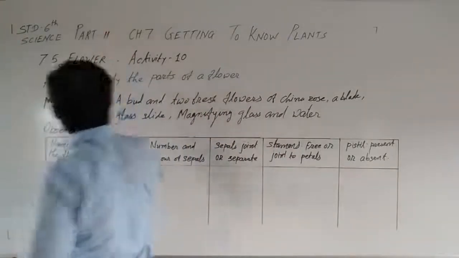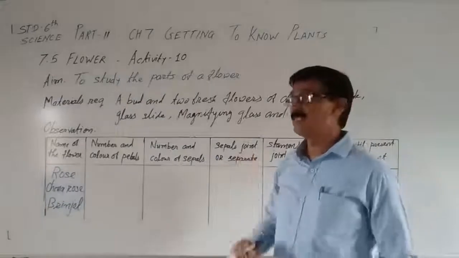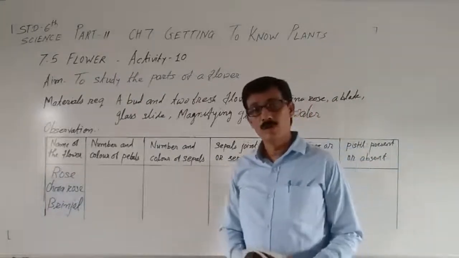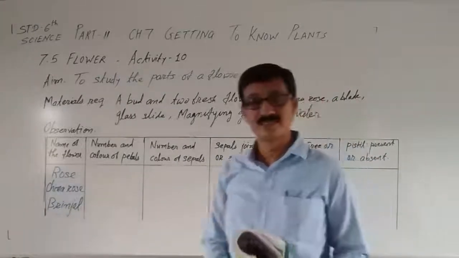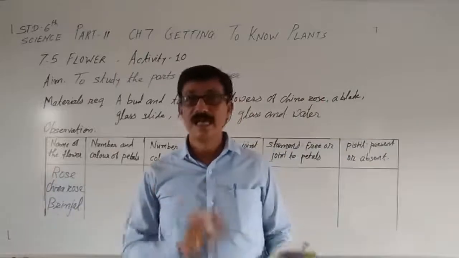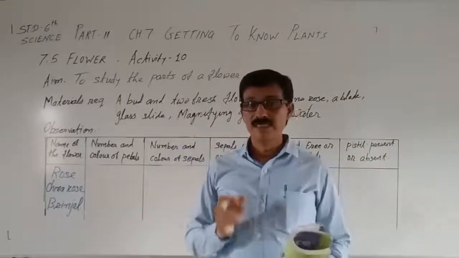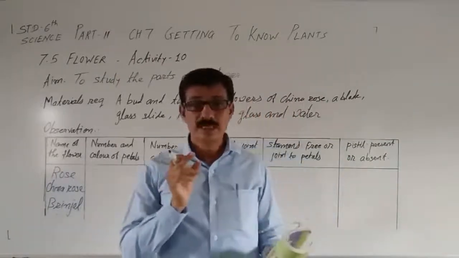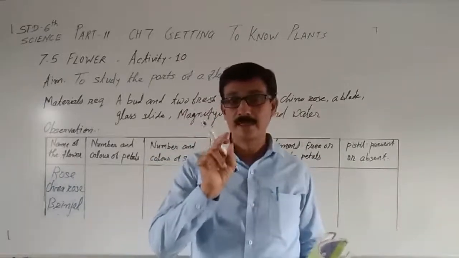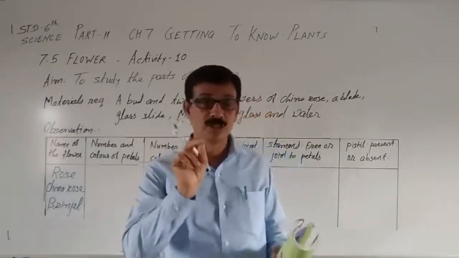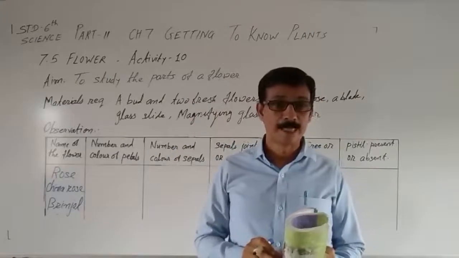This is part 11 of chapter 7, Getting to Know Plants of Standard 6 Science. In the last part, we discussed the leaf venation and the roots found in the plants.